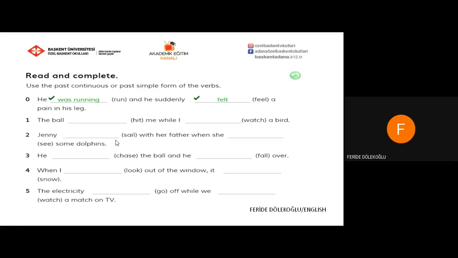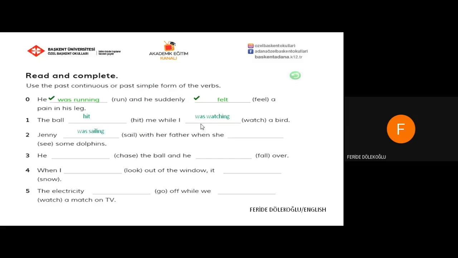Use the past continuous or past simple form of the verbs. He was running and he suddenly felt a pain in his leg. Okay, if you look at the activities, this is the long one, this is the short one. So here I use past continuous and here I use past simple. First one, the ball hit me while I was watching a bird. After while, past continuous. Please do not forget that.